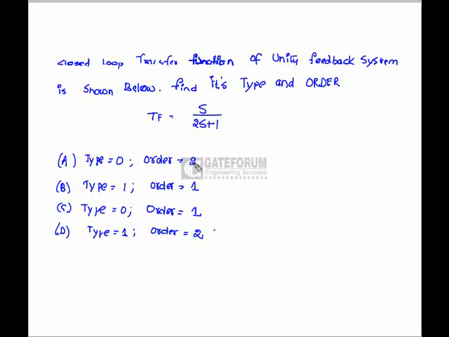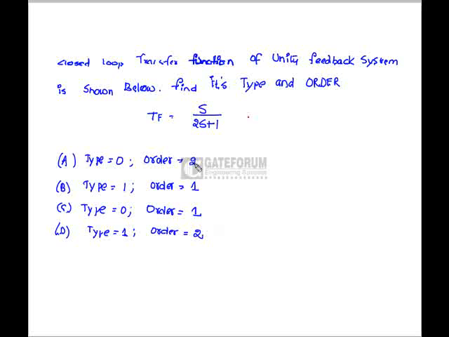The closed loop transfer function of the unity feedback system is shown below. Find its type and order. Here the type means the number of poles at the origin in case of an open loop transfer function. We have to decide the type and order from the open loop transfer function. Order is the number of poles, type is the number of poles at the origin.